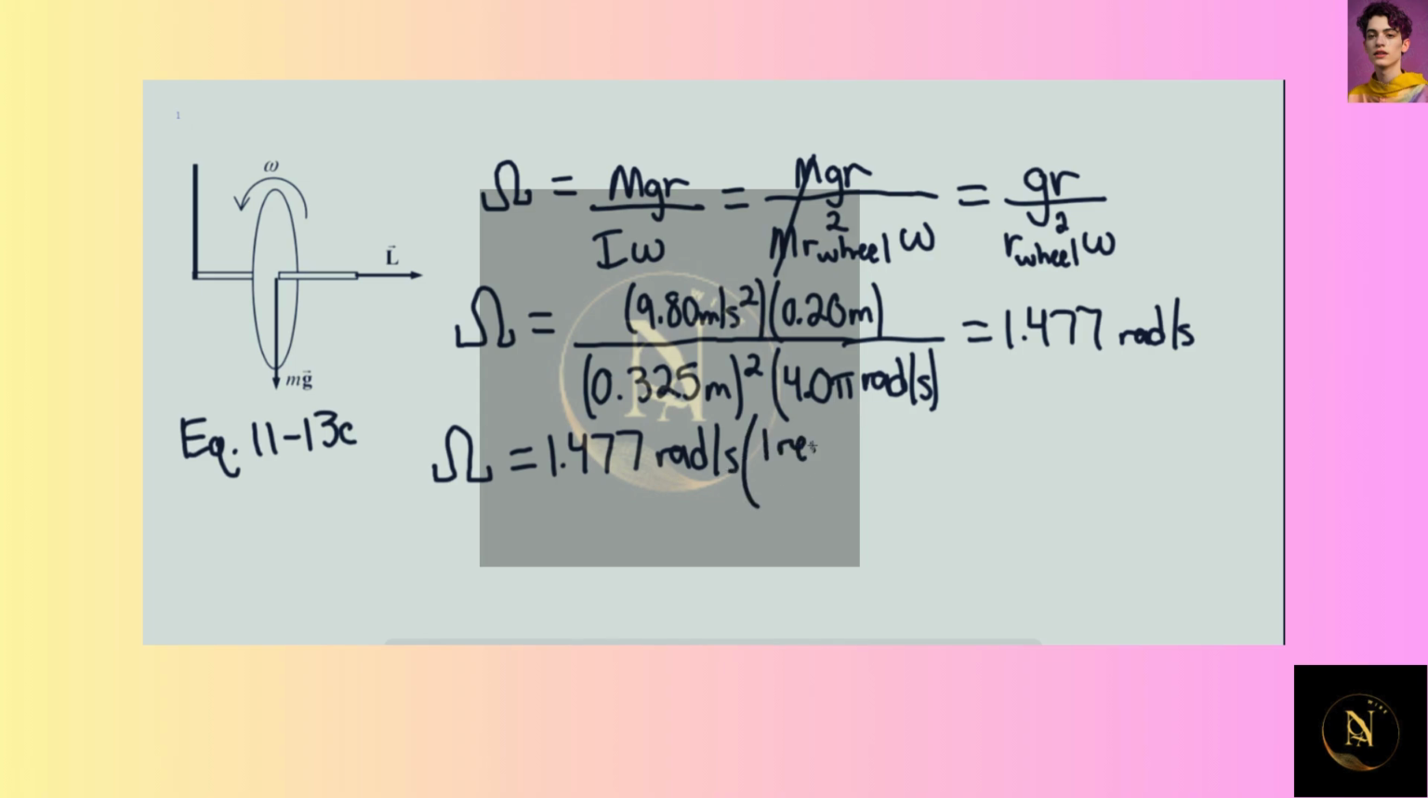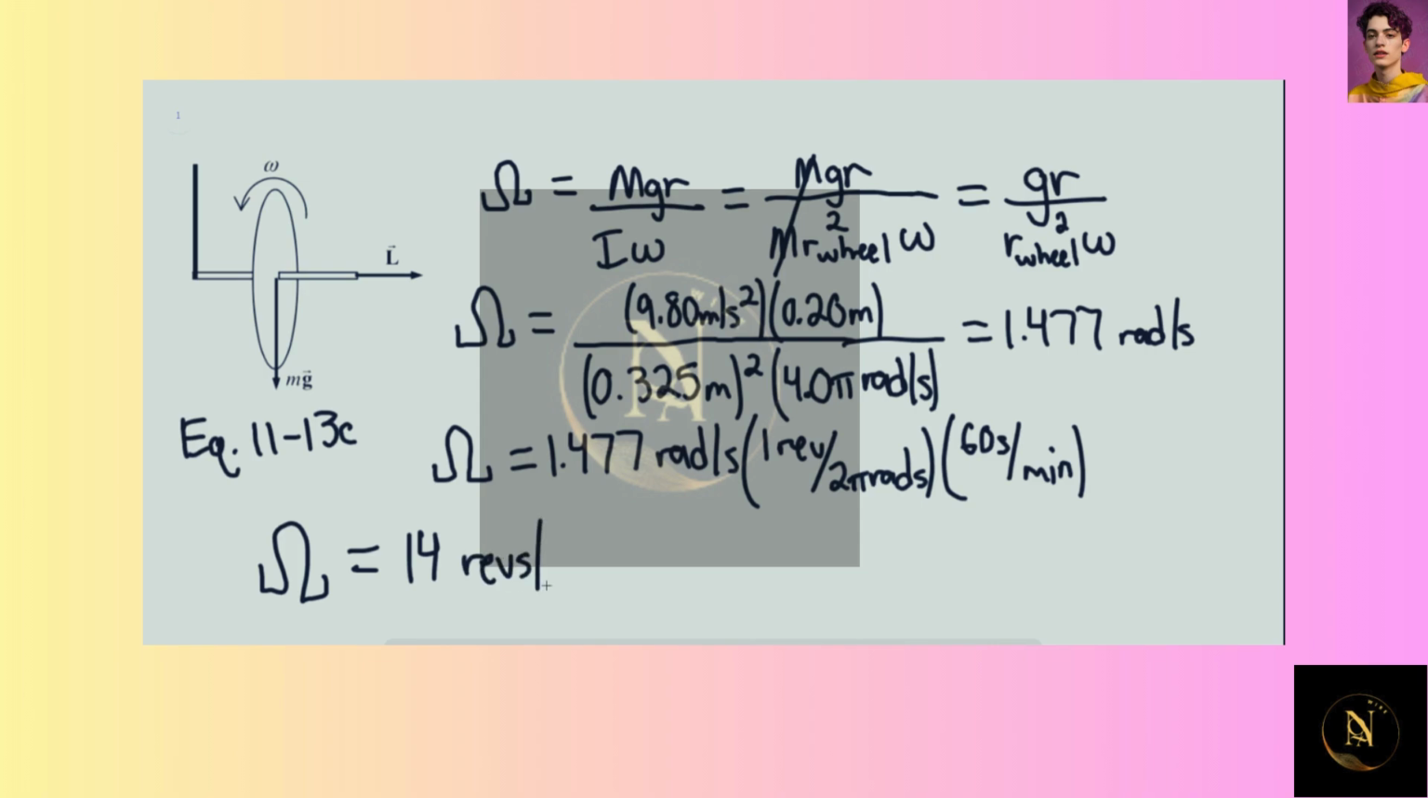So 1 revolution for every 2 pi radians. And then we're going to multiply this by 60 seconds for every minute. And the precessional angular velocity is equal to approximately 14 revolutions per minute.